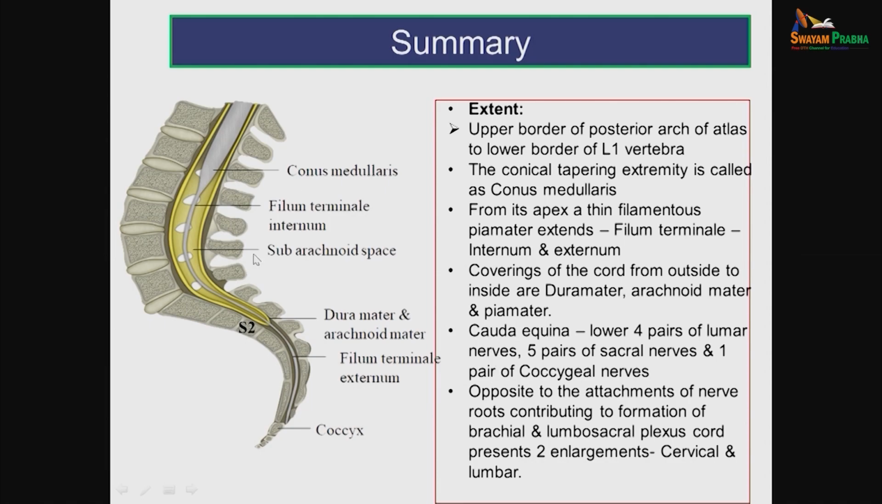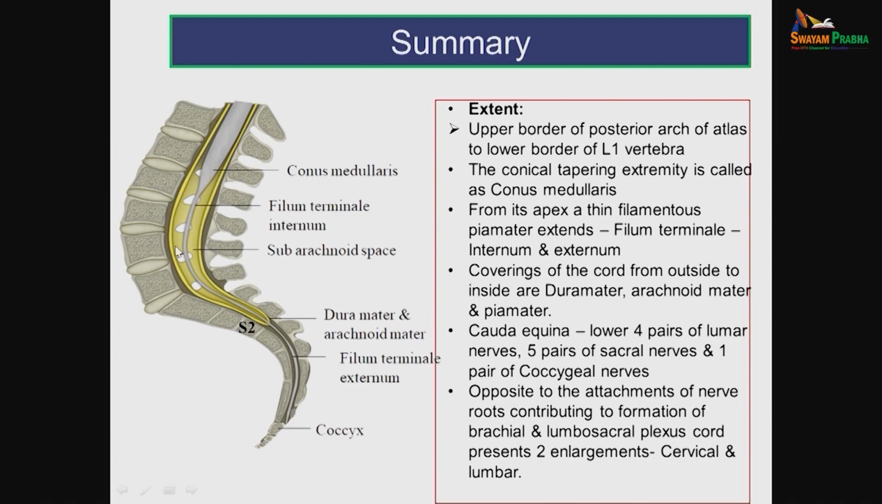As I already mentioned, the extent of the spinal cord is from the upper border of posterior arch of atlas to the lower border of L1. The conical tapering extremity of the cord is called conus medullaris. From the apex of the conus medullaris, you can see a thin filamentous structure extending which is composed of pia mater. It is called filum terminale. The filum terminale has a part which is within the subarachnoid space, called filum terminale internum, which is 15 centimeters long. A part of the filum terminale outside the dural sac extending from S2 till the dorsal surface of coccyx is called filum terminale externum, which is about 5 centimeters long.